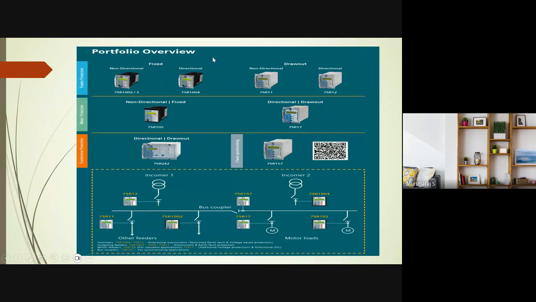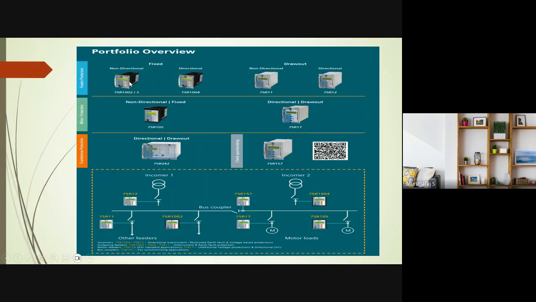Fixed means these relays are fixed and the wires are physically connected. Draw out means there will be a casing, like a cassette type. The relays will be inserted and can be taken out. Suppose there is a problem in the relay, it can be taken out easily, and another relay can be inserted inside. So the wires to the relays will not be disturbed. Draw out relays are also available in the market. Fixed relays are also available in the market.